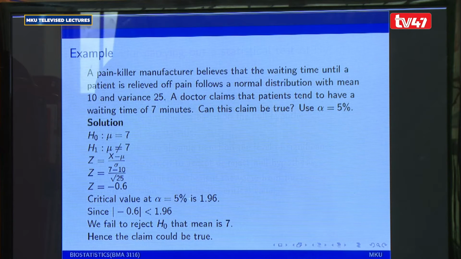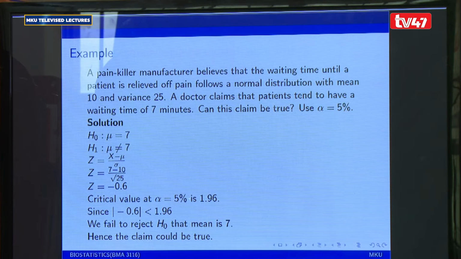Consider a painkiller manufacturer who believes that the waiting time until a patient is relieved of pain follows a normal distribution with mean 10 and variance 25. Now, a doctor is claiming that patients they have attended to have a waiting time of 7 minutes. That is, the doctor has been observing, when they administer the drug, how long patients take until they ask them, do you still feel pain? They say, no, it has been 7 minutes. So the question is, can this claim be true using this assumption by the drug manufacturer?